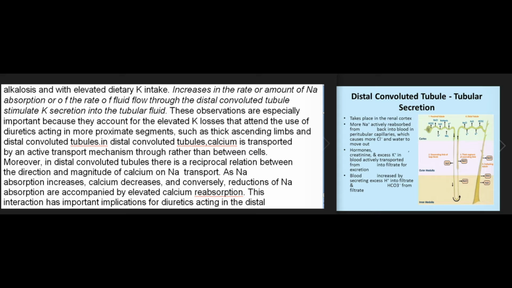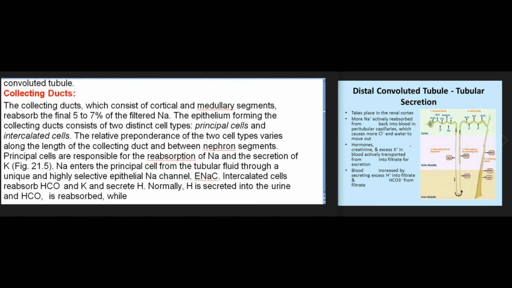In distal convoluted tubules, calcium is transported by an active transport mechanism through rather than between cells. Moreover, in distal convoluted tubules there is a reciprocal relation between the direction and magnitude of calcium and Na transport. As Na absorption increases, calcium decreases, and conversely, reductions of Na absorption are accompanied by elevated calcium reabsorption. This interaction has important implications for diuretics acting in the distal convoluted tubule. Collecting ducts. The collecting ducts, which consist of cortical and medullary segments, reabsorb the final 5 to 7% of the filtered Na.